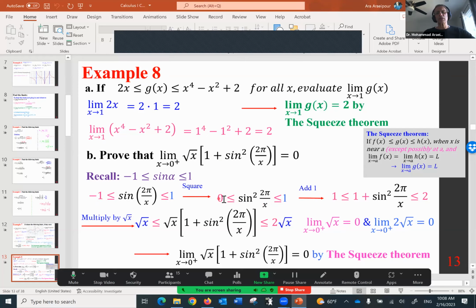We go through the process, we square this, we add 1, and then we multiply by square root of x. And you want to be careful anytime you're dealing with inequalities, because multiplication by a negative number will flip over everything, and it ends up being 0 by the squeeze theorem again.